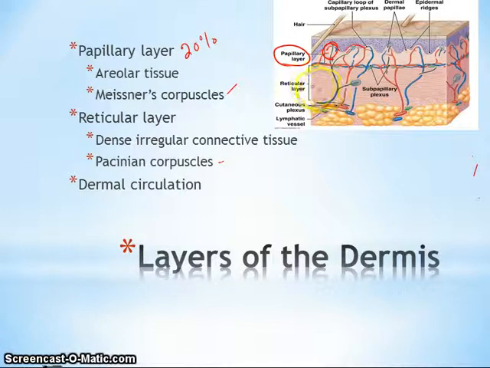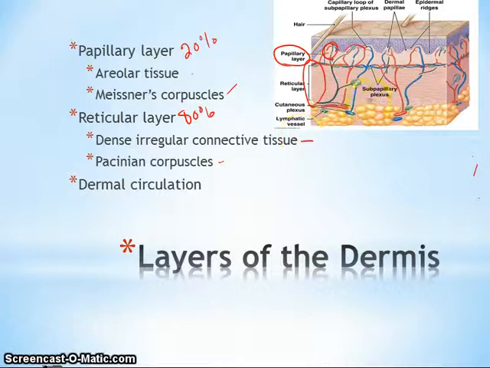Next, let's take a look at the reticular layer, which is making up 80%, you see it right here, of the dermis. Now we are looking at a dense irregular connective tissue. The difference between this and the areolar tissue is that now our fibers, our collagen and elastic fibers, are packed very tightly together.